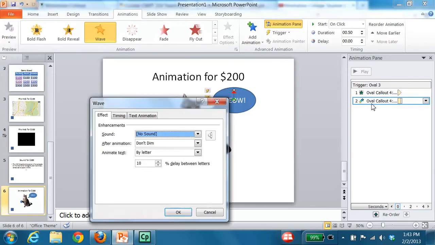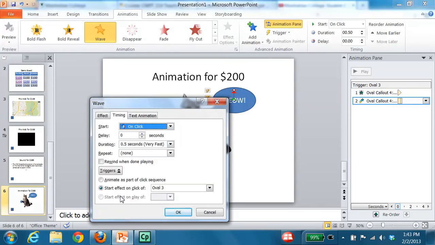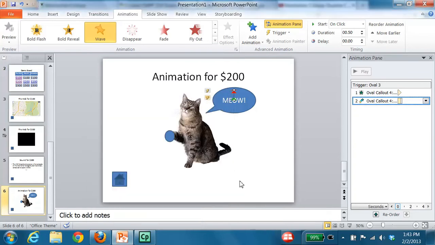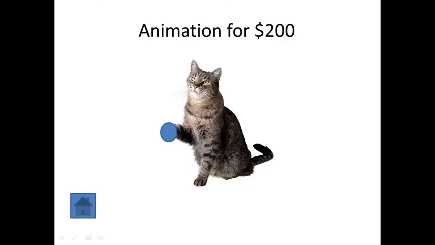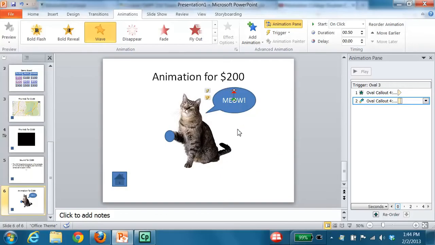So now double click on that second one, on wave. Go to timing, and we can see that the trigger is still oval 3. So press OK. We can always change that trigger to be whatever we want, but I'll do Shift F5 to play. Click the oval. It'll show meow. Click the oval again. It'll make meow wave. I'll press escape to get out of that.